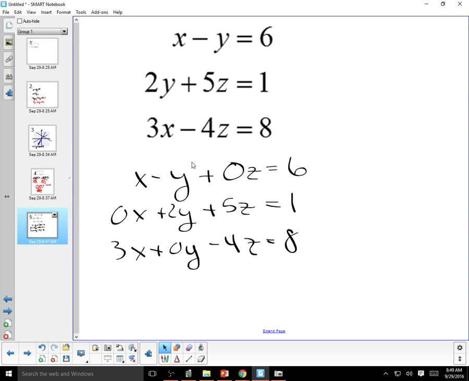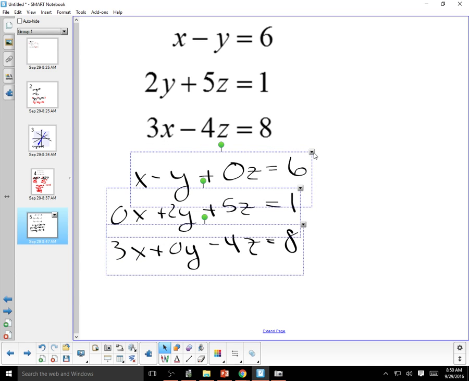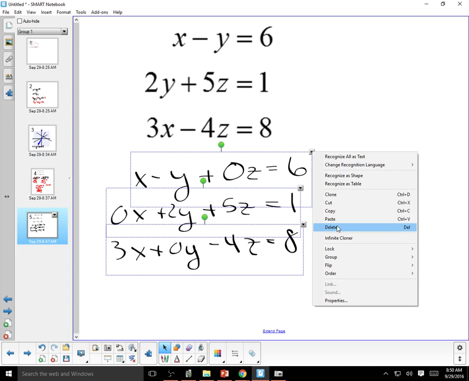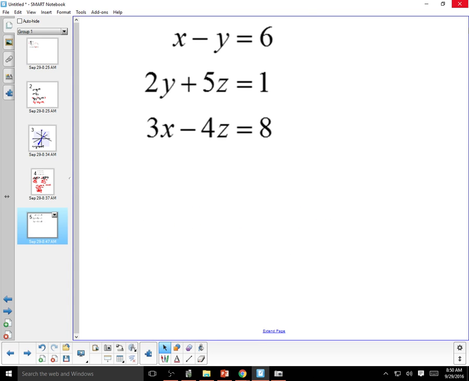What do you guys want to use? What do you want to try to get rid of between these? Nobody's just going to take a guess at it? Just choose one, I don't care. Tell you what I'm going to do. Let me delete this. I'm going to leave the top one alone, okay? Is that cool? So x minus y equals 6.